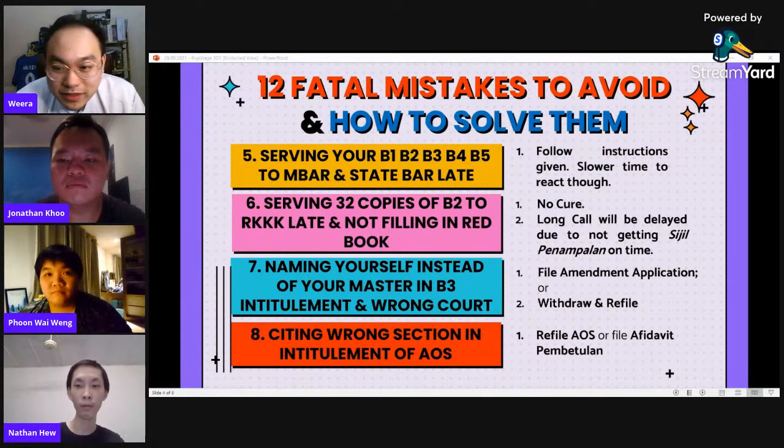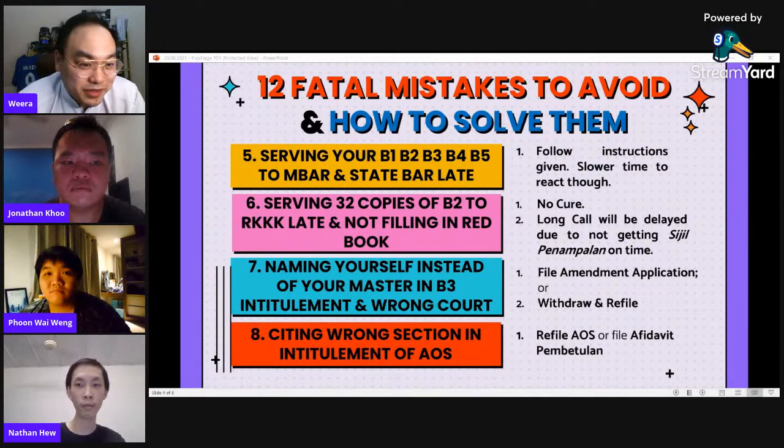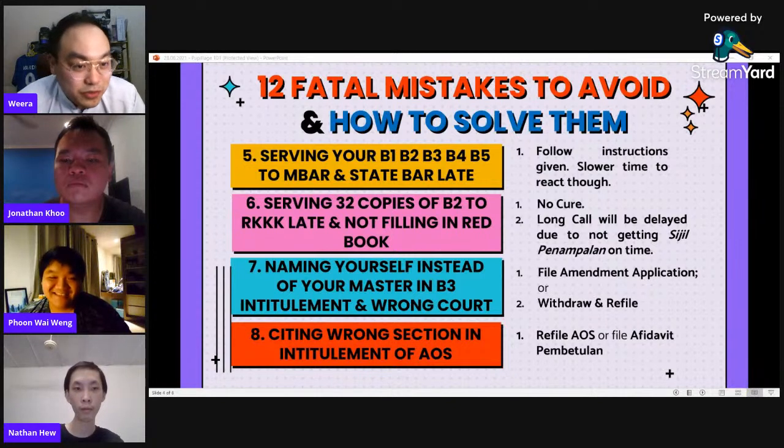In practice also, we sometimes don't serve opponents the original copy. We just serve a copy of the document, so it's totally fine. Of course, if the Malaysian Bar prompts you to serve them the colored copy, which I have never heard so far in my 4 years of practice, then you do it.